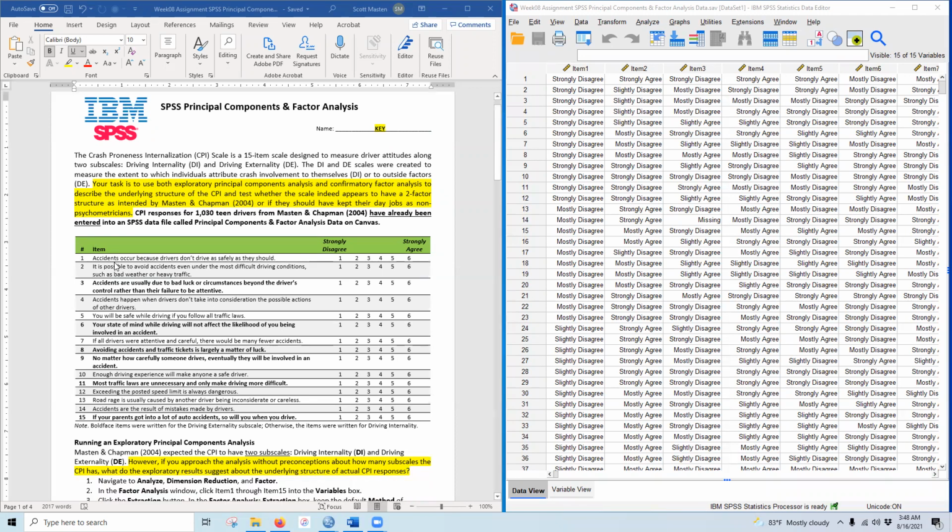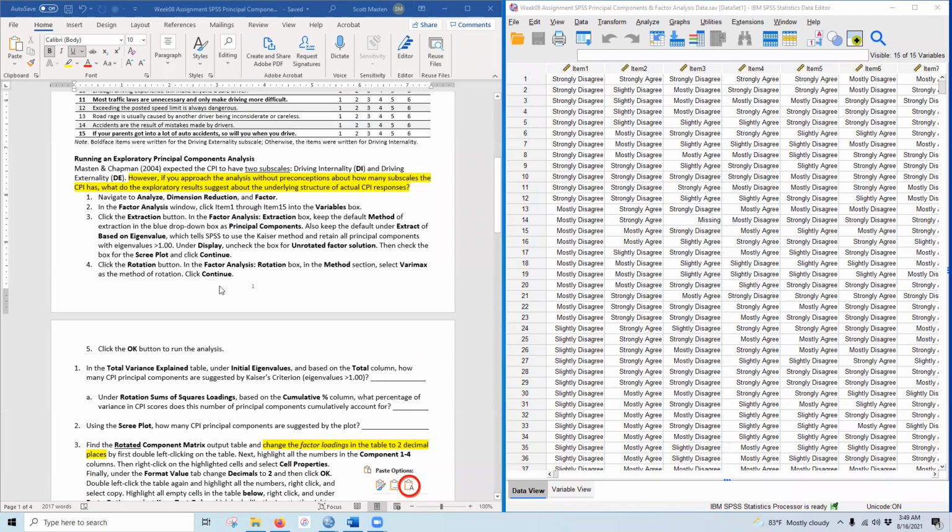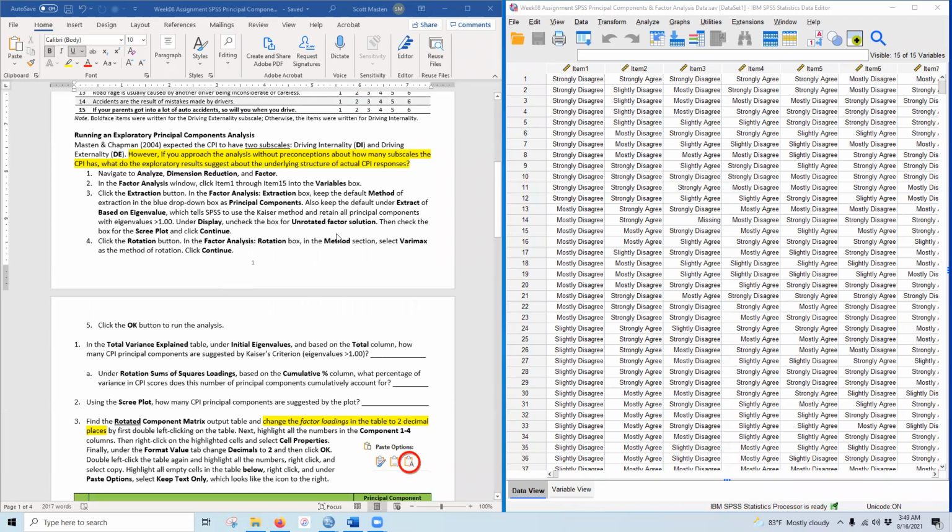Notice that there are two subscales. For the items that are not bolded, a higher score is supposed to be more of an internal locus of control. For those that are bolded, 3, 6, 8, 9, 11, 15, a higher value is supposed to be more of an external locus of control. So there's supposed to be two subscales of this thing. However, let's just say you're going into it and you just want to explore and see how many themes or underlying factors or subscales it actually does appear to have. So we're going to do just an exploratory principal components analysis.